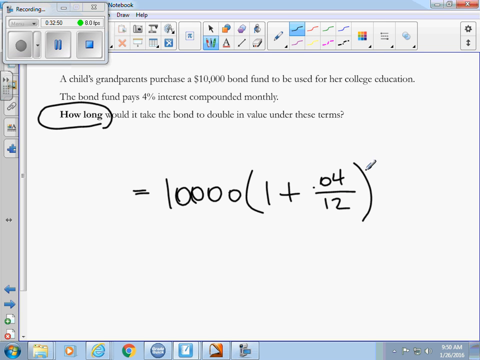Everyone okay with where the 12 came from? I need this variable to be able to solve this, right? I need to only have one variable. What goes over here?